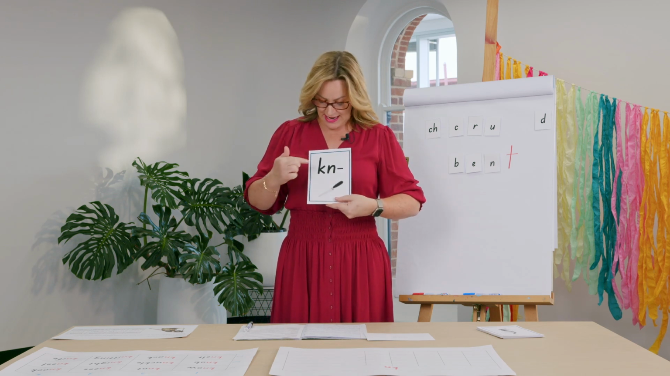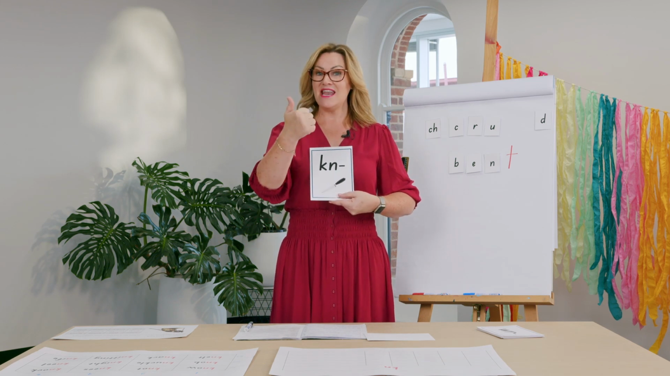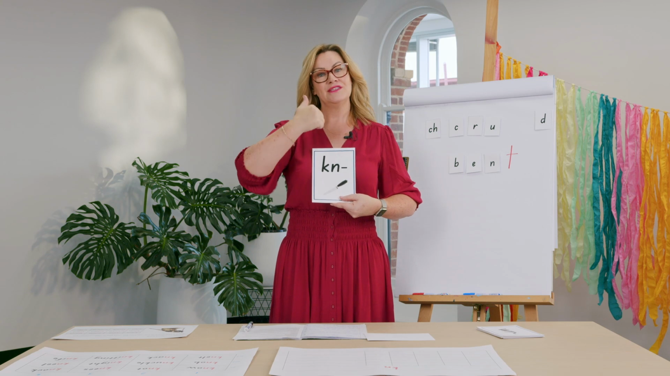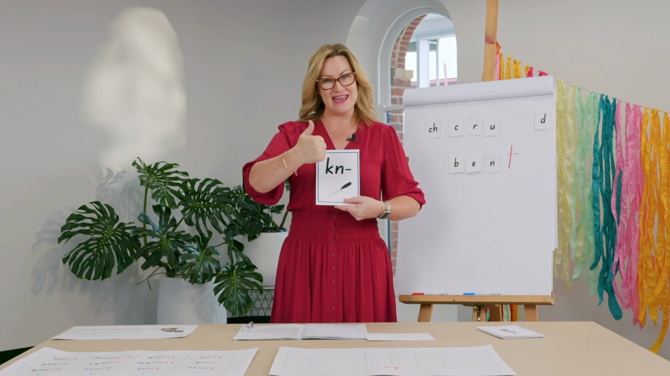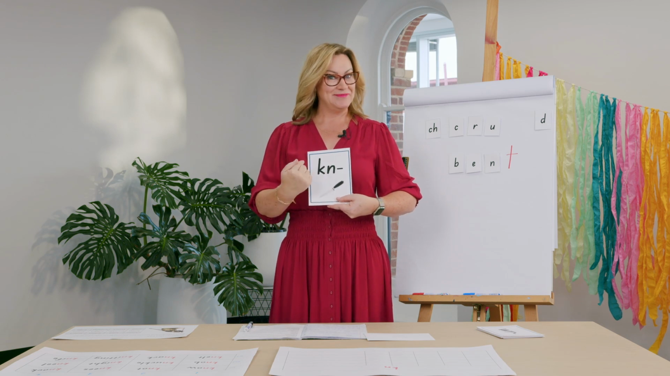Our key word for this grapheme is knife. So we can see here, N as in knife. Tap and say knife with me. N, i, f. So we have that first phoneme N represented by the letters KN.